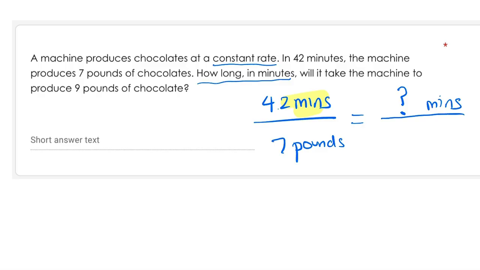I don't know how many minutes, but I know the pounds. So in the denominator, I have pounds. This question is asking me about 9 pounds of chocolate.